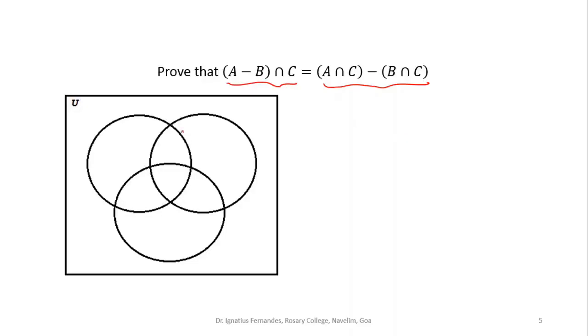A minus B. Where is A minus B? First we will mark A minus B. Where is A minus B? So if I say this is A, B and C. Okay, we'll do it first by using Venn diagram and then we'll go by the definition, the general way.